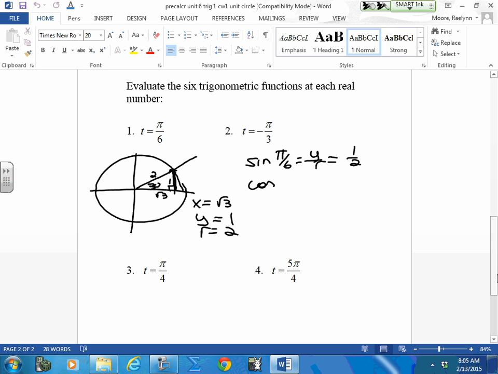Cosine of pi over 6, X over R. We did this whole line on your chart, so I'm not going to do the whole line again. But do you see what we're doing here, right? We just did this one on the chart. Okay, so in quadrant 1, we pull out the pieces, and we put everything here.